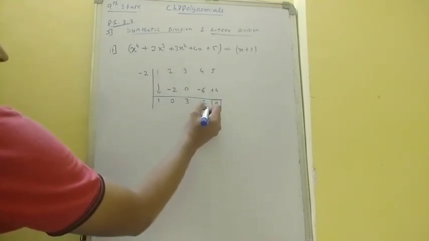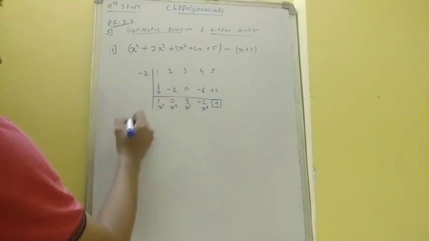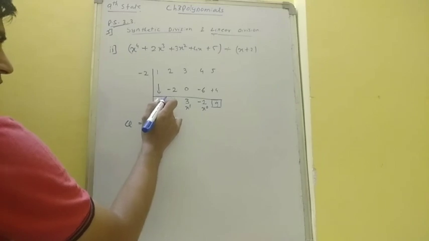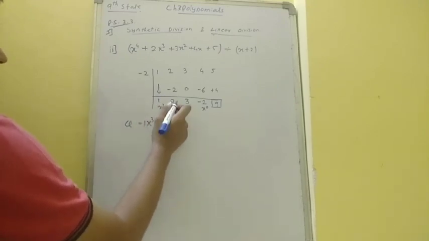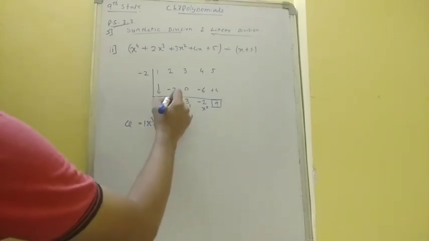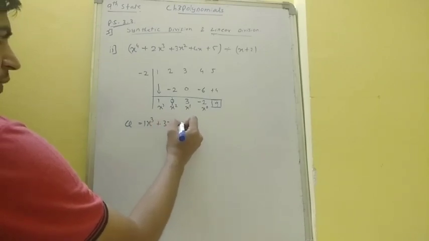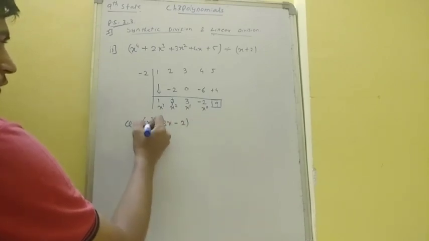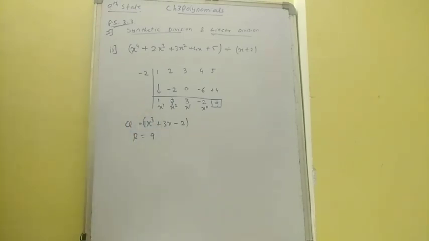So starting with x raised to 0, x raised to 1, x raised to 2, x raised to 3. So the quotient is 1x raised to 3 plus 0x square. We know if there is 0, don't write it. So plus 3x minus 2. And the remainder is 9. You will check it with the linear division also. You will get the same answer.